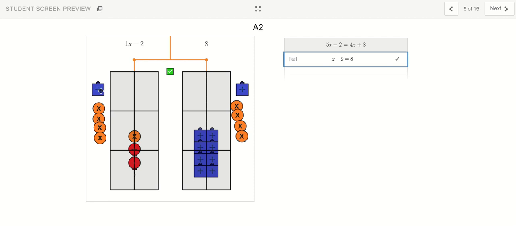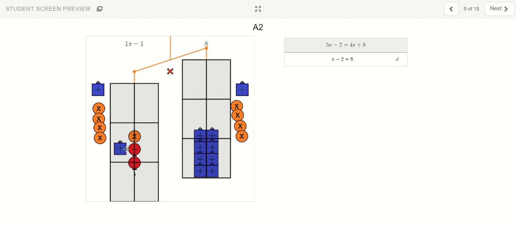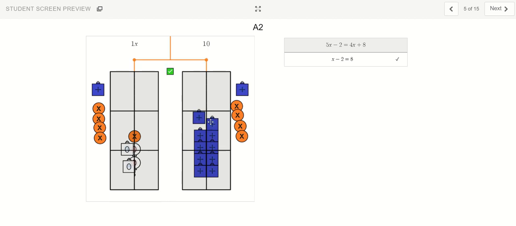And from there, now I can solve for x just like any normal equation. I can add 2 to cancel out these negatives. If I add 2 to the left, let's add 2 to the right to keep it balanced. And 8 plus 2, this x weighs 10. All right, let's go ahead and try the next one.